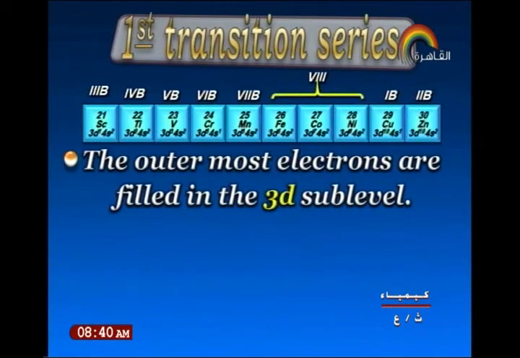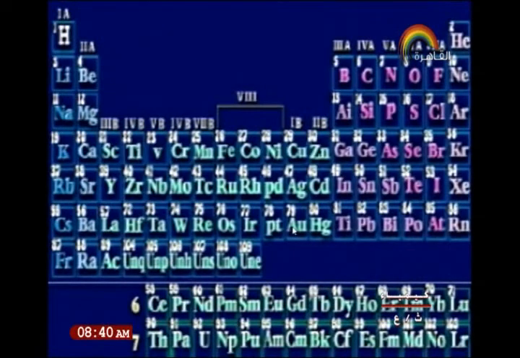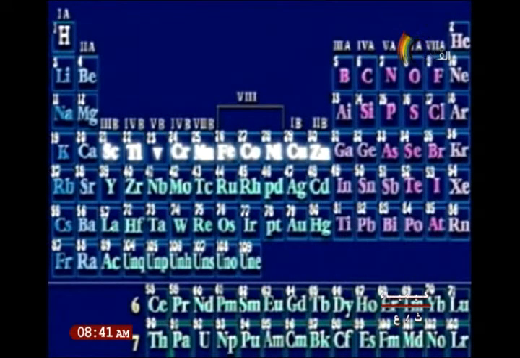These elements fill the outermost electrons in the 3d sublevel, and they are in the 4th period in the periodic table. Look at this screen, my dear students. You find that the lighted part is the first transition series, which starts from scandium and ends with zinc. And my dear students, these elements start from scandium that has atomic number 21 till zinc that has atomic number 30.